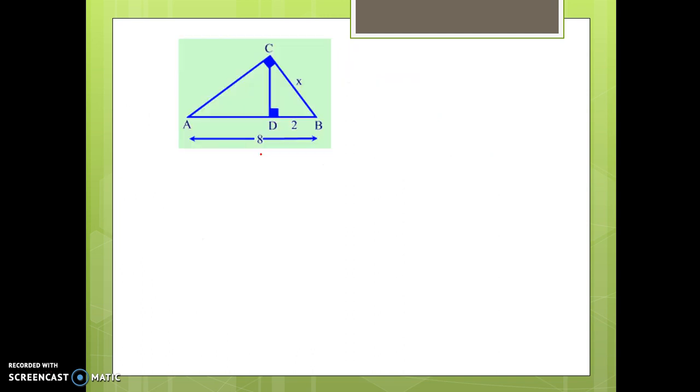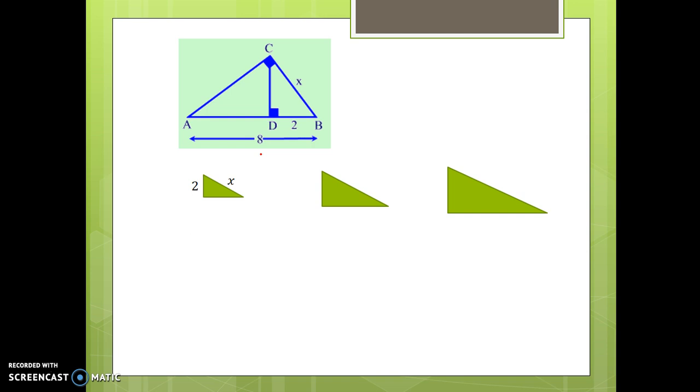Another example, the first thing you want to do is draw your small, medium, and large right triangles. And then label each of those. If you need to pause this to draw them, do so. Small triangle has a hypotenuse of x and a short leg of 2.